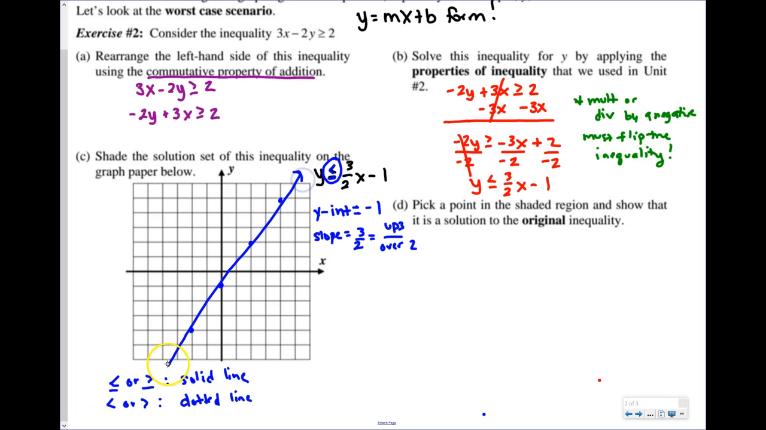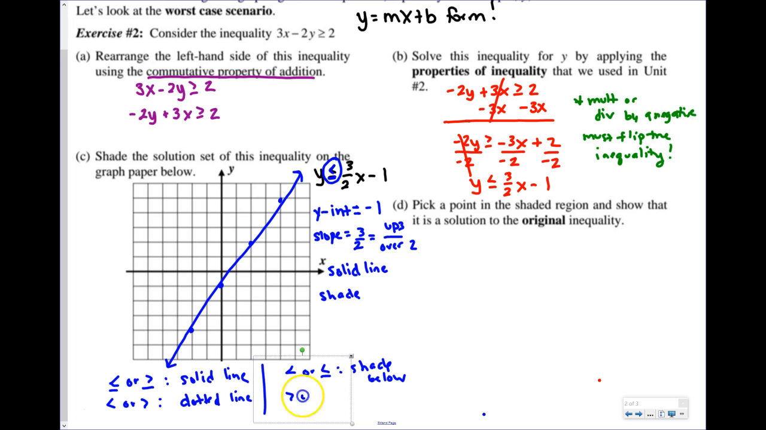That's the first step. Now I have to think about my shading. So I have a solid line. And how am I going to shade? Am I going to shade above or below? Well, also remember that if you have a less than or equal to, you shade below.